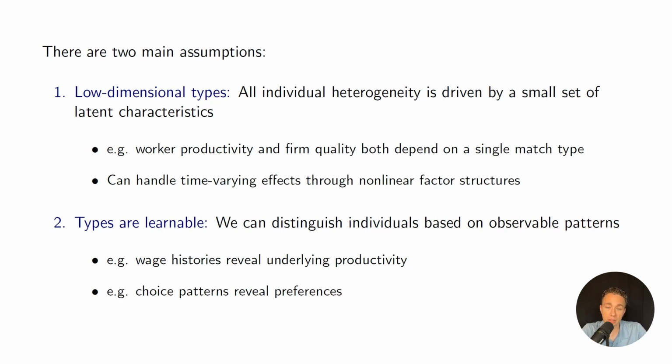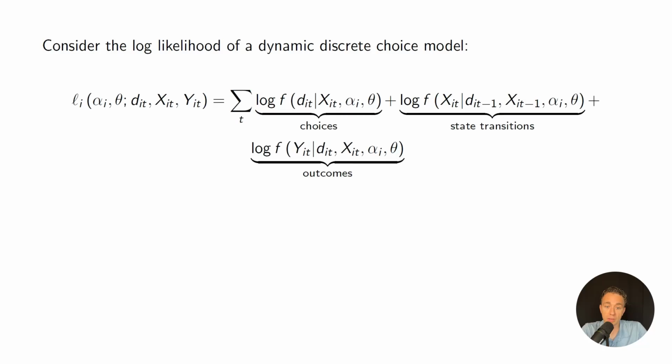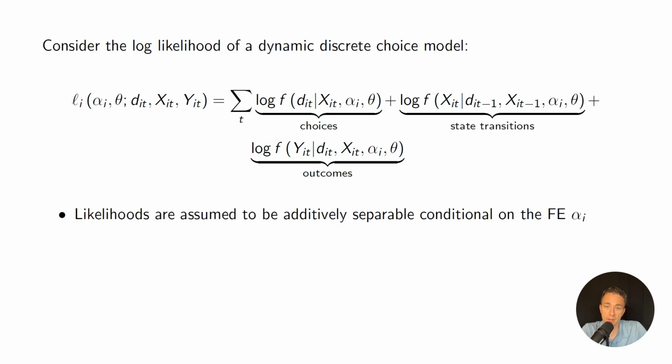Another example is with serial correlation and choices, like we talked about with the mixed logit model way back when. And we can use this approach in a dynamic discrete choice model if we want. We can basically separate the likelihood of choices and state transitions and outcomes conditional on the group fixed effect. And if we assume that the likelihoods are additively separable given this group fixed effect, that's very similar to the situation with the EM algorithm that we talked about.